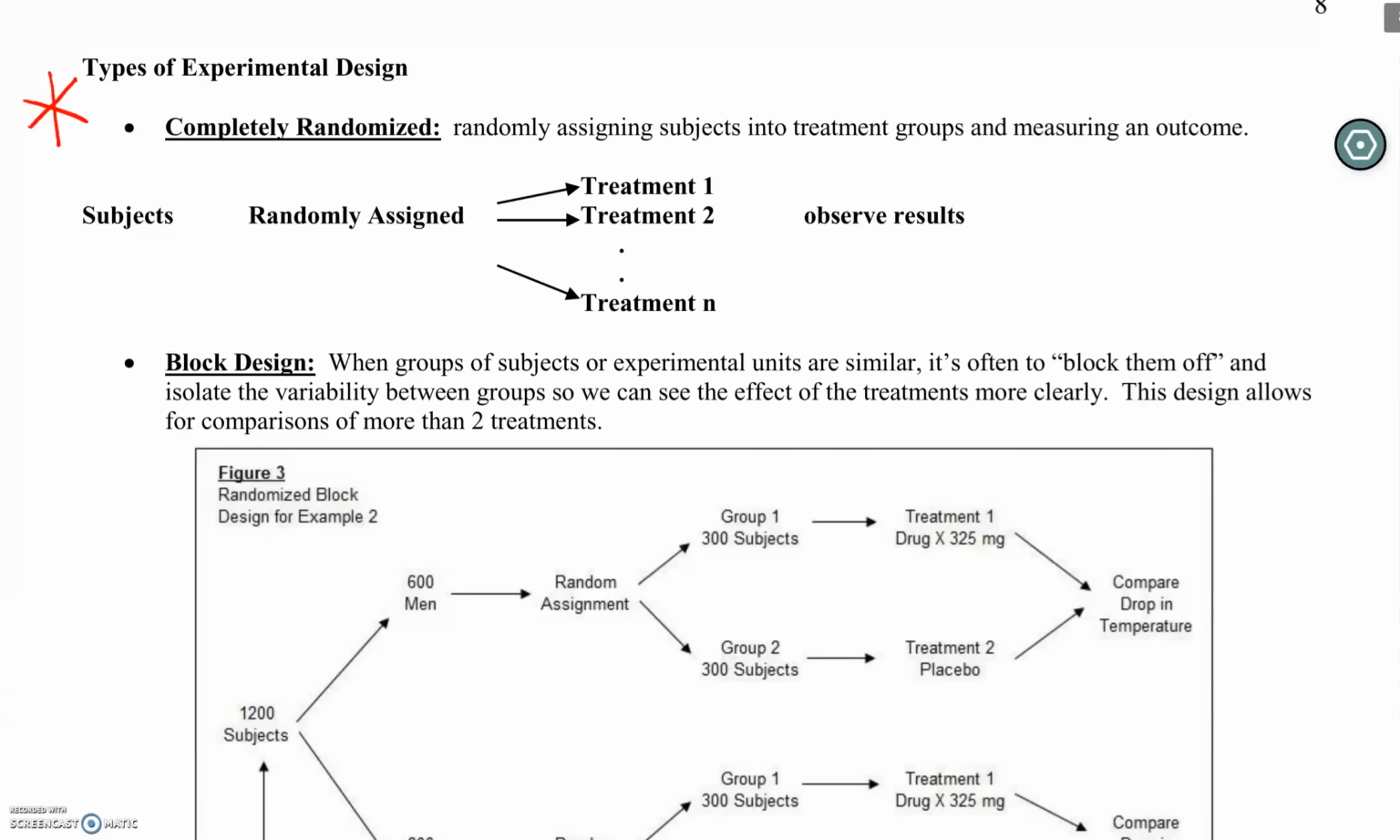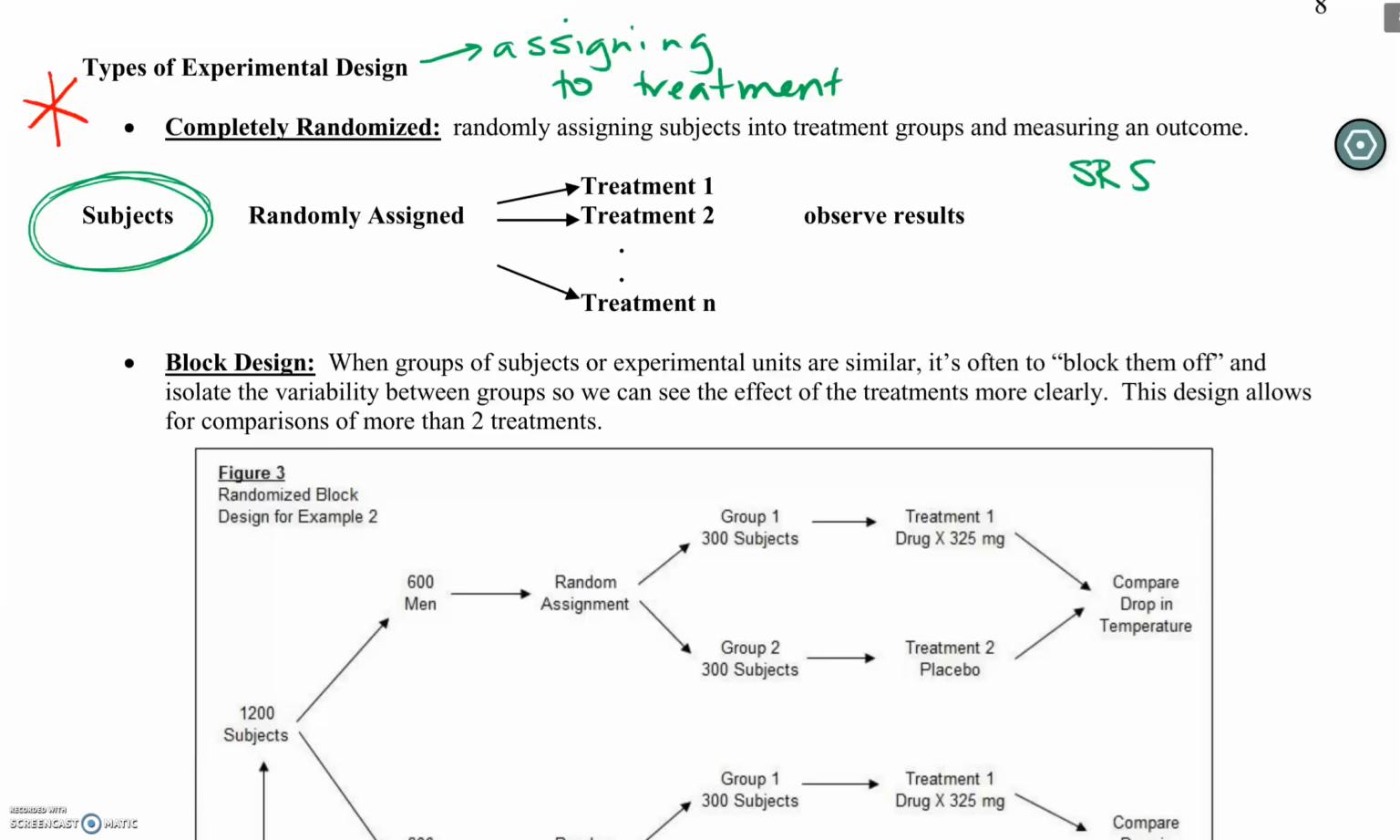This has a feeling similar to an SRS. There's a big difference between all the experimental designs and our sampling methods, and that is that in an experimental design, we are assigning treatments. So our question is always, how were they assigned into the treatment group? Versus a sampling, we're figuring out who's going to be in our sample. So here, all of these subjects we're going to get information from. It's just a question of what treatment group they're in.